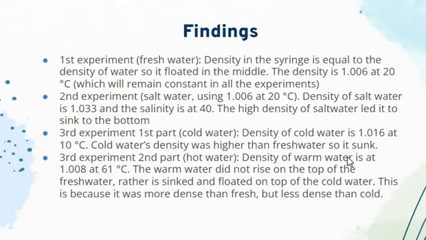Third experiment, first part, cold water. Density of cold water is at 1.016 at 10 Celsius. Cold water's density was higher than fresh water, so it sunk. Third experiment, second part, hot water. Density of warm water is at 1.008 at 61 Celsius. The warm water did not rise on top of the fresh water. Rather, it sank and floated on top of the cold water. This is because it was more dense than fresh, but less dense than cold.